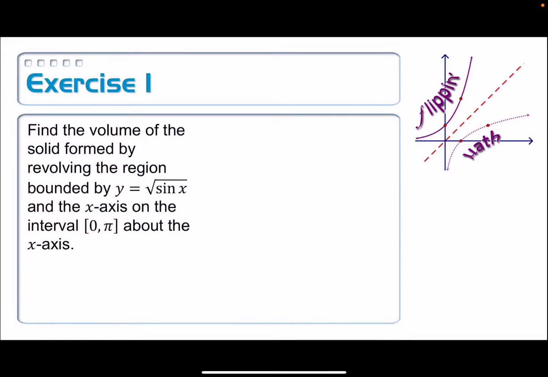Exercise 1. Find the volume of the solid formed by revolving the region bounded by y equals the square root of x, okay, and the x-axis on the interval from 0 to pi about the x-axis. So this "about the x-axis" tells us what our axis of revolution is. The two most common ones, as you can probably imagine, are the x-axis and the y-axis, but they can sometimes throw in an axis that's outside of the shape someplace.